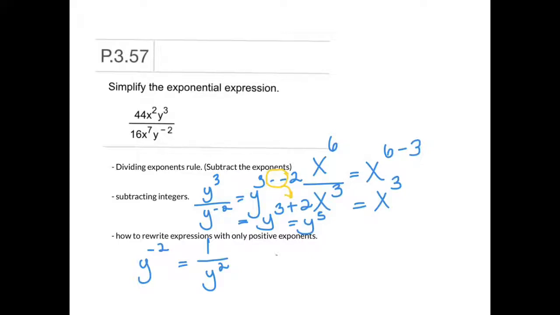Same goes for if we're not dealing with an unknown. So 3 to the power of negative 2 is 1 over 3 to the power of positive 2. And then you can simplify that even more: 3 to the power of 2 is 9. That's your final answer. So all of these prerequisites come together to solve a question like this. So let's go ahead and solve this.